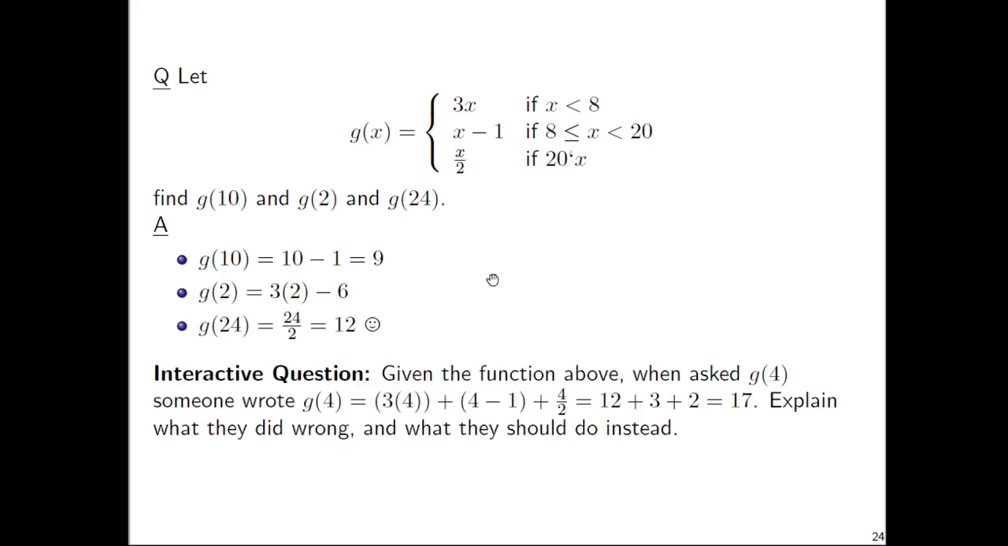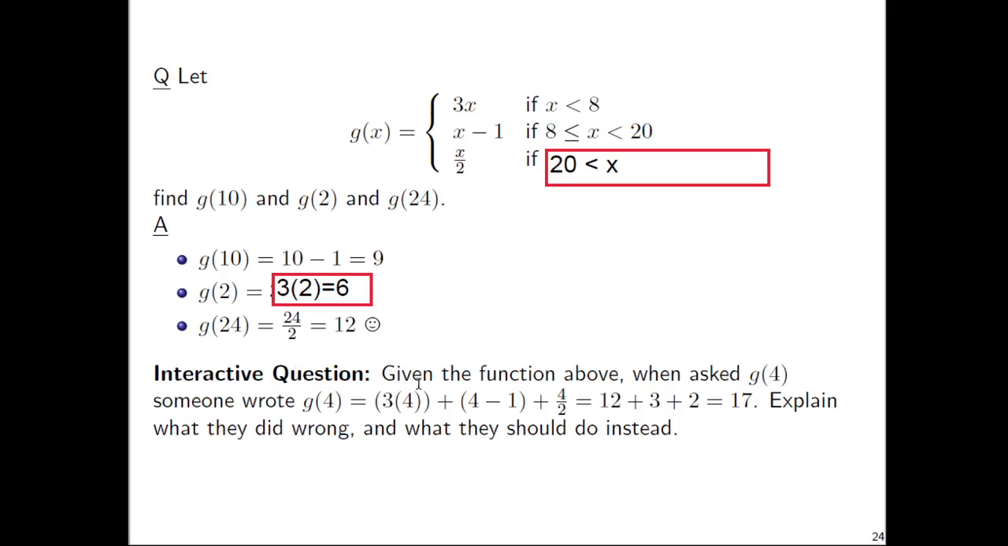And then finally, g of 24, now let's put in the corrections here. To find g of 24, 24 is now x, and so which is satisfied? Is it x is less than 8? Is it 8 is less than or equal to x is less than 20? Or is it 20 is less than x? Well, it's 20 is less than x. So we follow this third piece that says x over 2. We plug in 24 for x there. 24 over 2 is equal to 12.